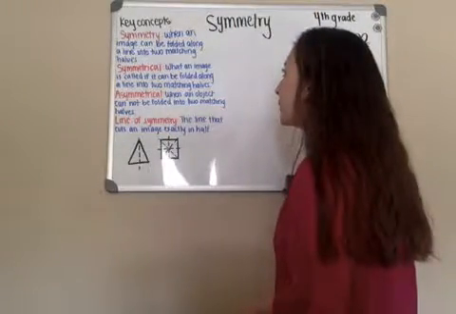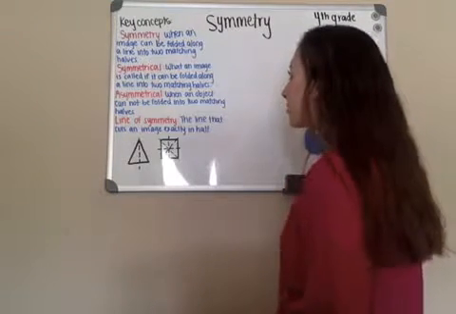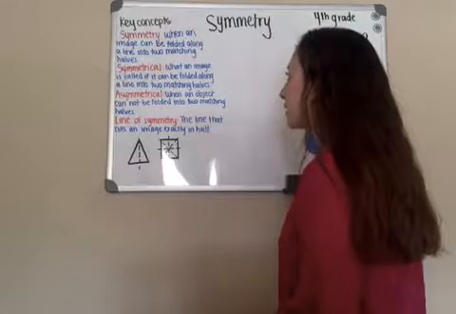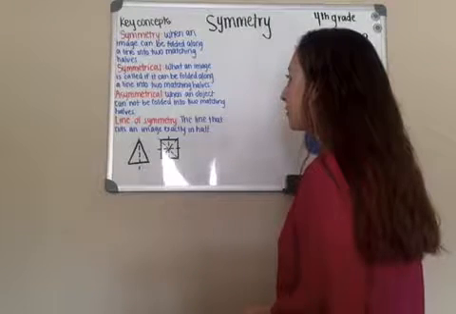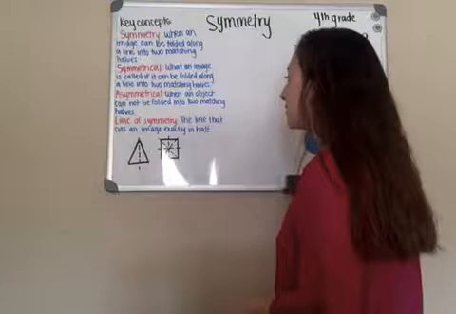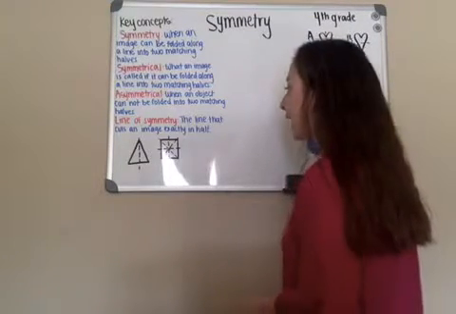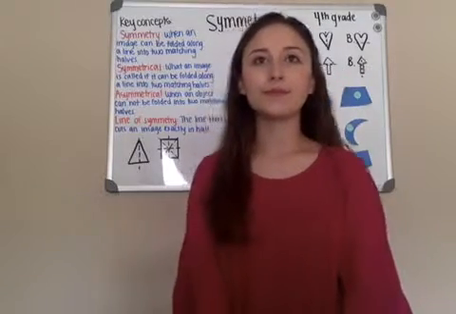Symmetry is when an image can be folded along a line into two matching halves. Symmetrical is what an image is called if it can be folded along a line into two matching halves. Asymmetrical is when an object cannot be folded into two matching halves. And line of symmetry is the line that cuts an image exactly in half. Now I'm going to give you a few minutes to write all of these down.